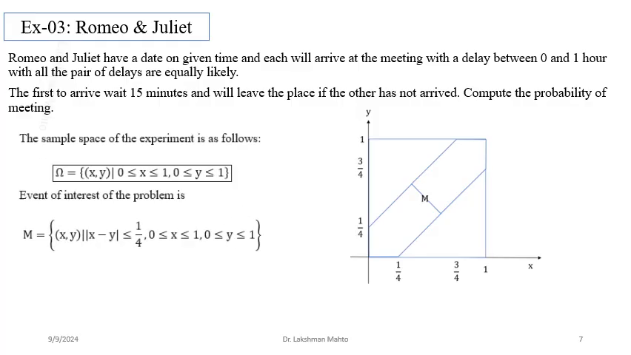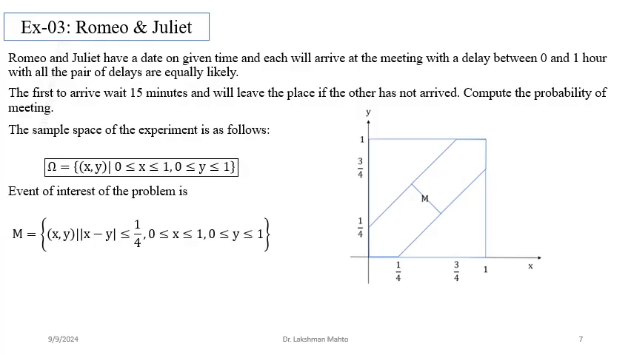Okay. So what is the sample space? The square, 0 to 1. X is between 0 and 1, and Y is between 0 and 1. X is the delay time for Romeo and Y is the delay time for Juliet.